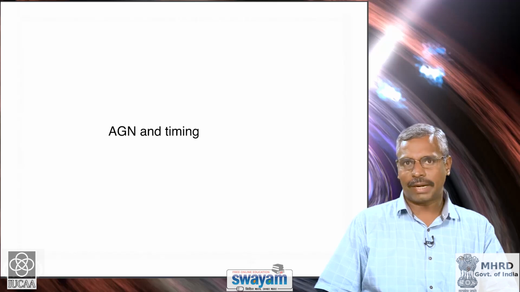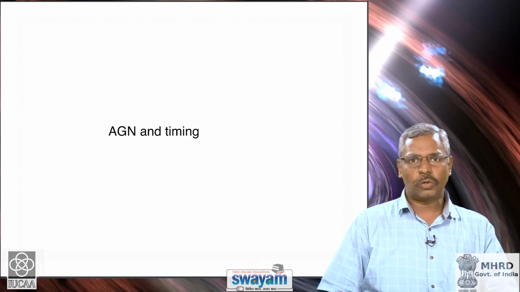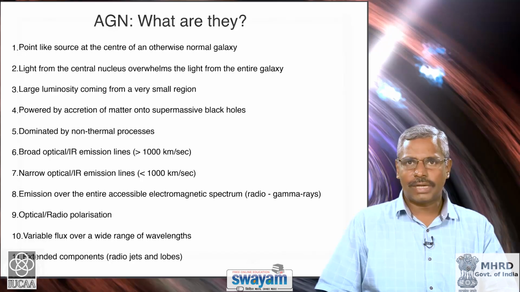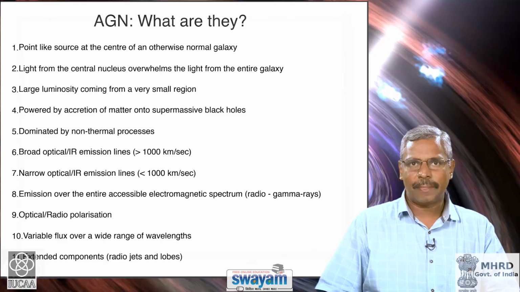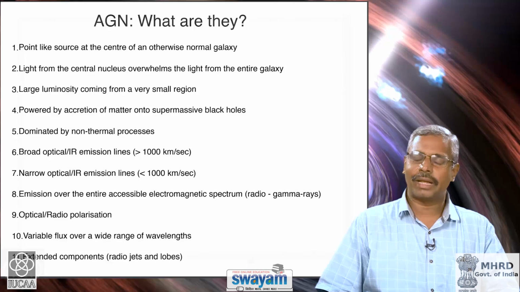Given this background about spectroscopic and photometric observations, I will now move on to explain how timing observations are useful to understand the physical properties of these sources. The first kind of object which I am taking is what is called active galactic nuclei. Active galactic nuclei are those sources in which the nucleus of a galaxy is active. Basically, they refer to the point sources at the center of a normal galaxy.